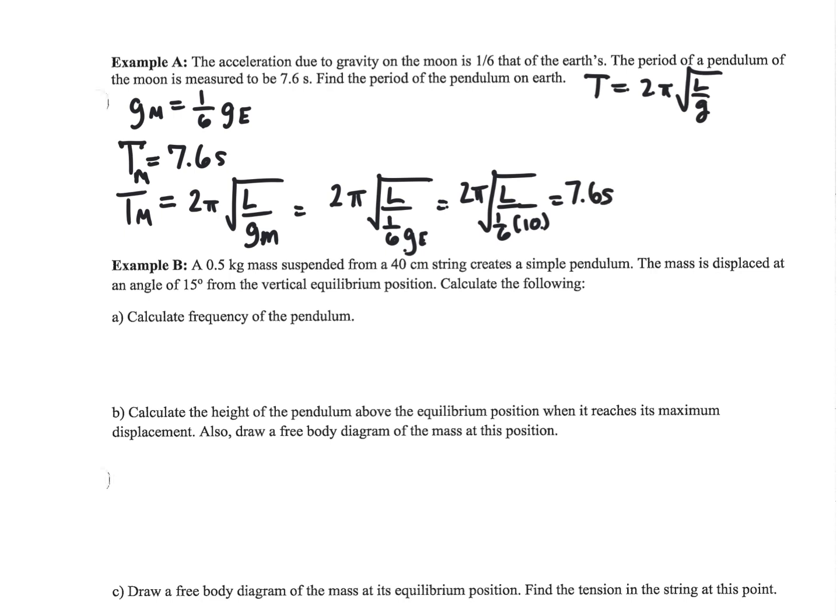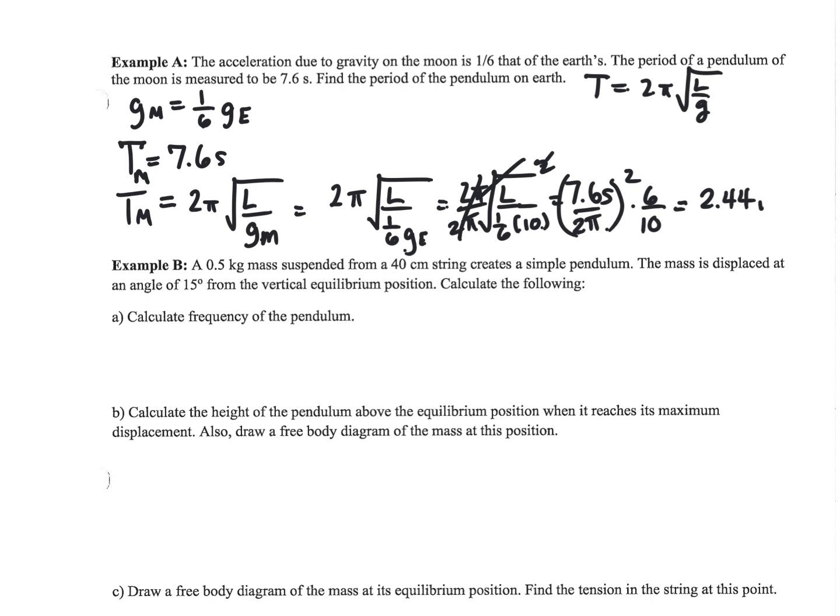So what we end up with is we can do the math here. We can divide both sides by 2 pi. It goes away. Now we need to square both sides, so that goes away. And then we're going to have to divide by 10 over 6, which is the same as multiplying by 6 over 10. What we end up with is approximately a length of 2.44 meters, okay?